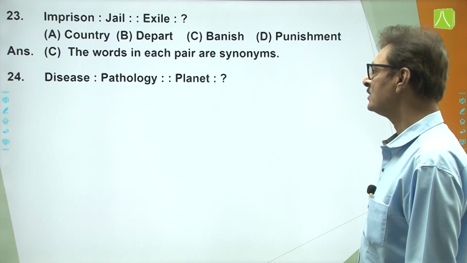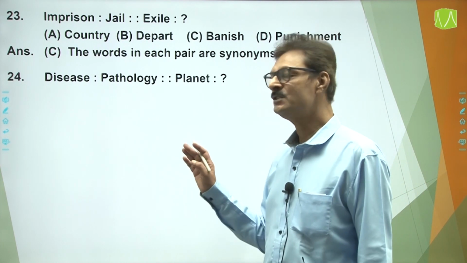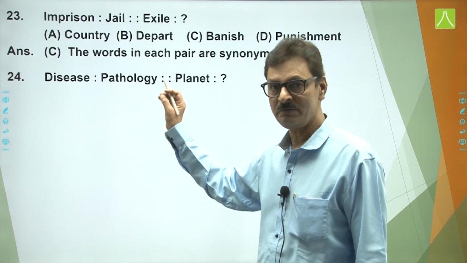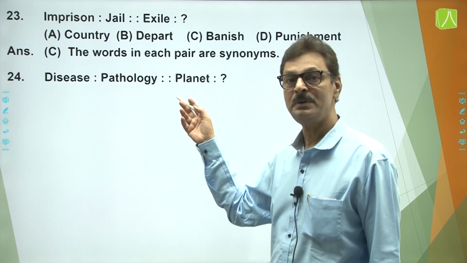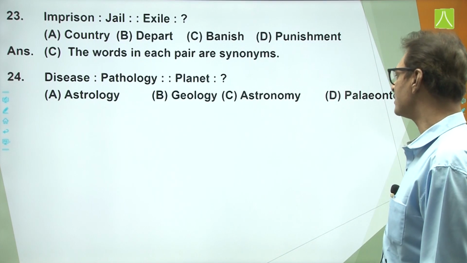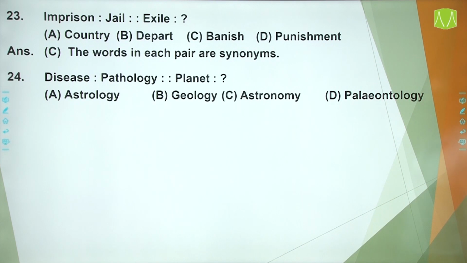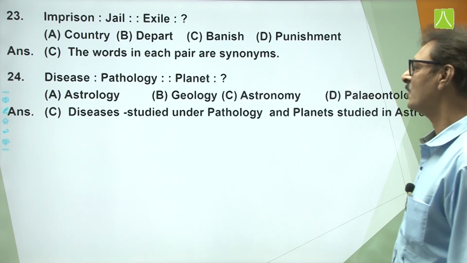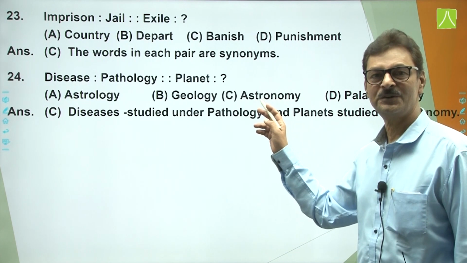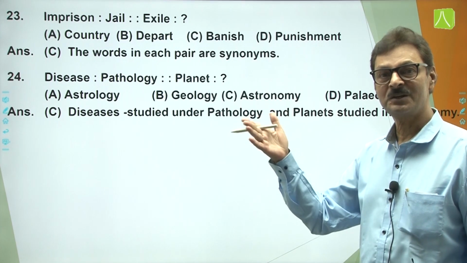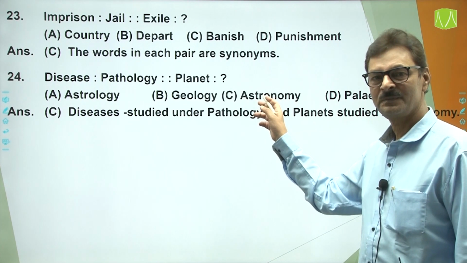Next, disease is to pathology. Planet is to what? Again, this word 'logy' should help you out, should give you a clue. The study of disease is pathology. What is the study of planet called? Astrology, geology, astronomy or paleontology. Which will it be from these four options? Study of planet, is it astrology? Is it geology? Is it astronomy or is it paleontology? And the correct answer is option number C. Disease is studied under pathology and planet is studied under astronomy. An astrologer tells you your future, your horoscope, and tells you about the planets. Astronomy.